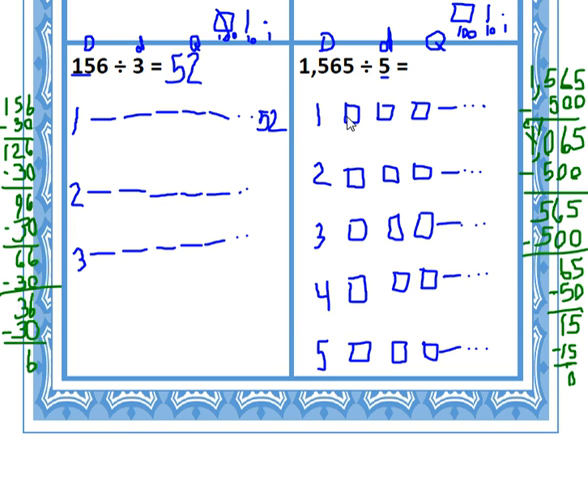So how many in each row? 100, 200, 300, 310, 311, 312, 313. So 313 is going to be our quotient. Now that was a rather large number to have as a dividend, but you were still able to do it. You put in 5 rows and you were able to represent it. Could you imagine drawing 1,565 dots? No. Oh, the audacity.